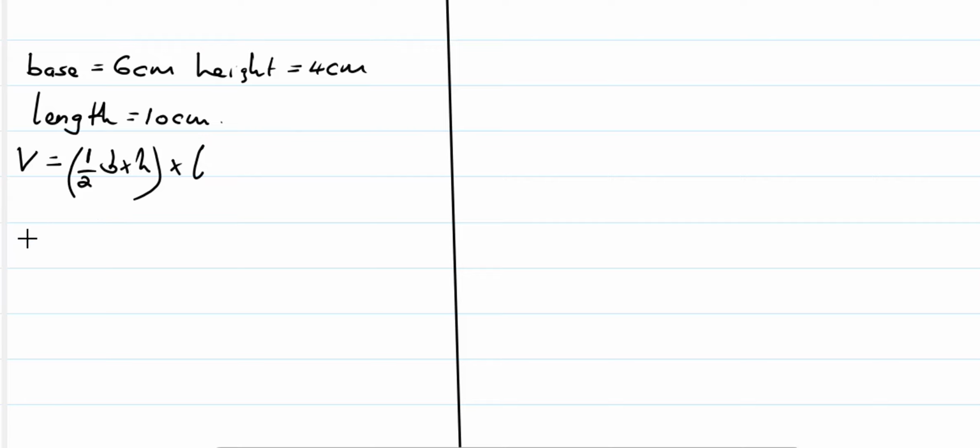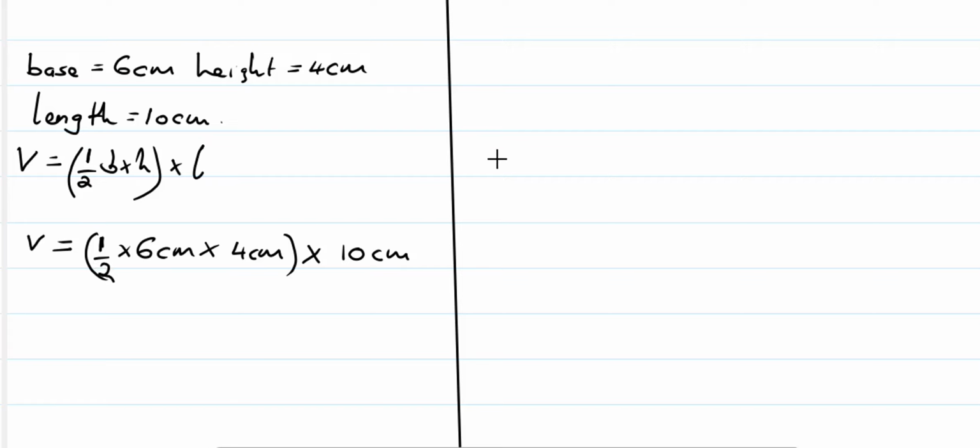So from that, volume V will be given by half of the base, and we know the base is 6 centimeters, then multiplied by height of that triangle, which is 4 centimeters, like this. That is the area of the triangle, but then we multiply by the length of the prism, which is 10 centimeters, so that we get the volume.